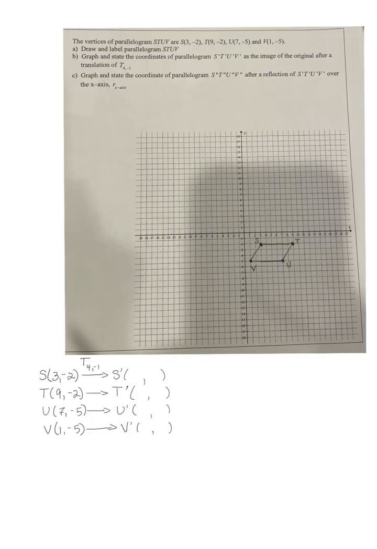So I'm going to add 4 to everything here. So I'm going to start by doing that first. So if I add 4 to 3, I get 7. If I add 4 to 9, I get 13. If I add 4 to 7, I get 11. And if I add 4 to 1, I get 5.